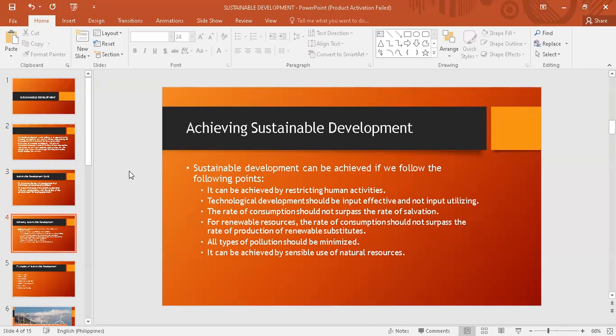What are the things na dapat natin gawin para ma-achieve yung goal na yon? So, meron tayong mga points to follow. First is, it can be achieved by restricting human activities, no?